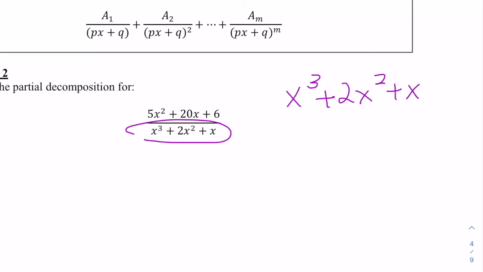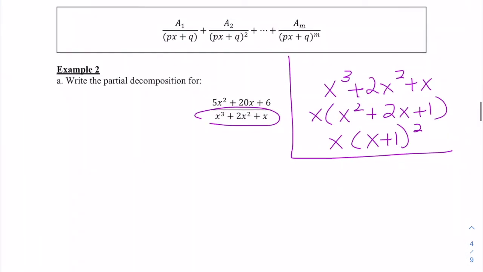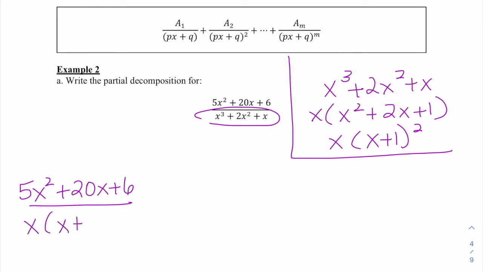And so when I factor out the x, we'll have x squared plus 2x plus 1, and this factors into x times (x plus 1) squared. So we can see right away that our x plus 1 squared will be our repeated factors. So let me write this over here. So this is 5x squared plus 20x plus 6 over, and I'm going to write the factored form, x times (x plus 1) quantity squared.